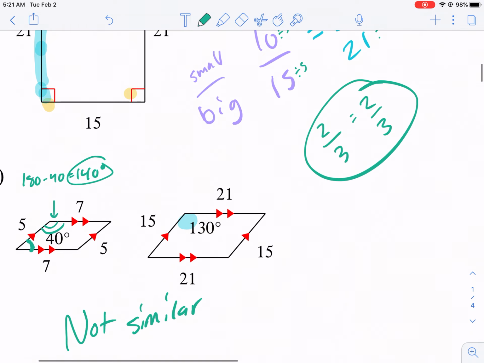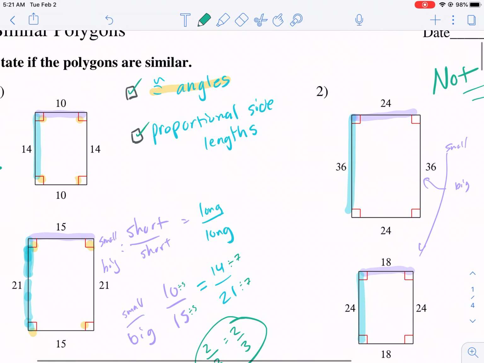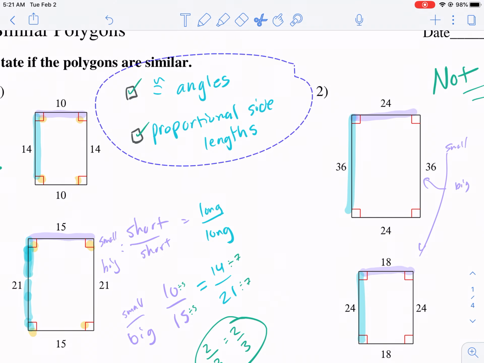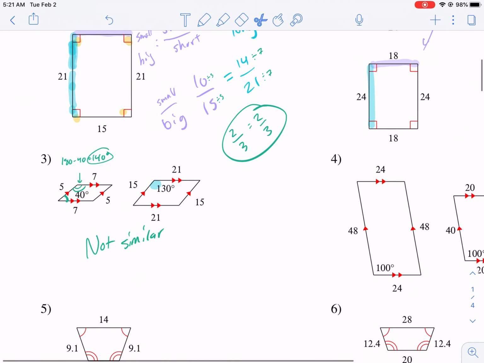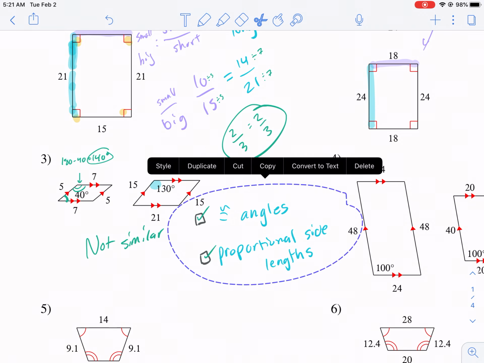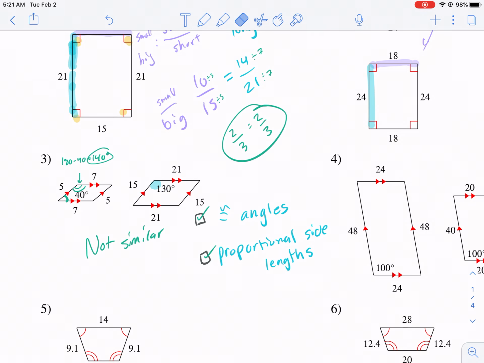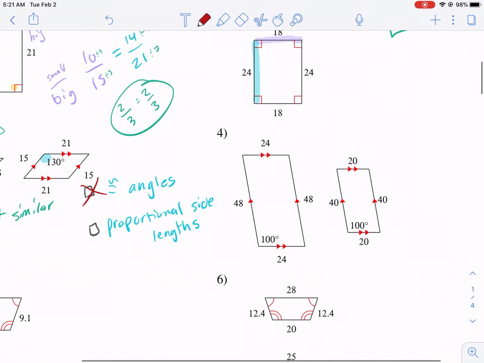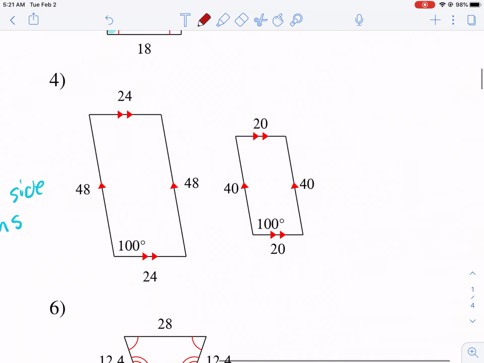Okay, so what we can do here is we can just kind of copy and paste this each time. Okay, copy, and just bring this with us. Paste. So for this one, it did not meet the first qualification, and all it needs to do is not pass one of them, and it's not similar. Okay, this one looks good so far. If this is 100, that's got to make this 80. If this is 100, that's got to make this 80.